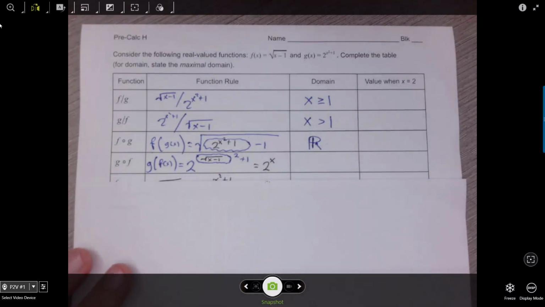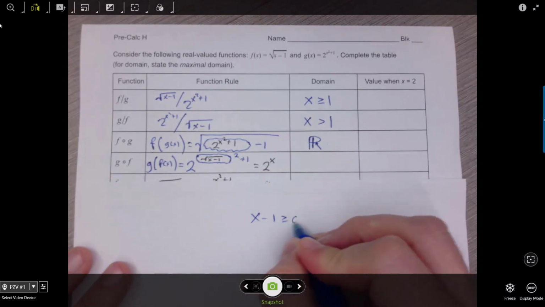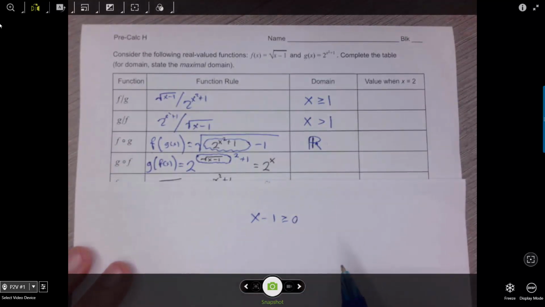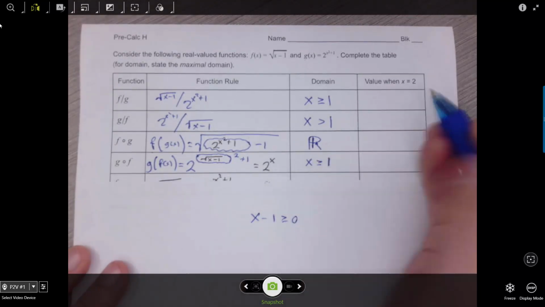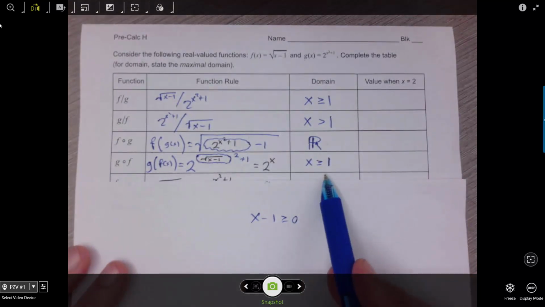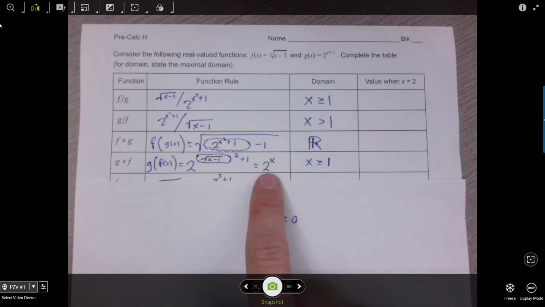So what's true? We know that x minus 1 has to be non-negative, and that's it. So this one is the same domain as the first problem, x greater than or equal to 1. That's not the domain for 2 to the x. The domain for 2 to the x is all real numbers. And so we'll talk about this example again when we bring up why you pay attention to this difference.